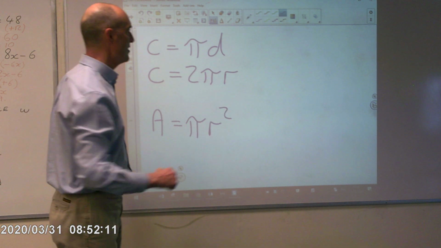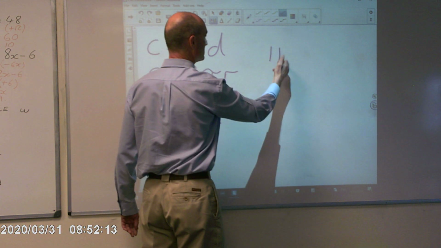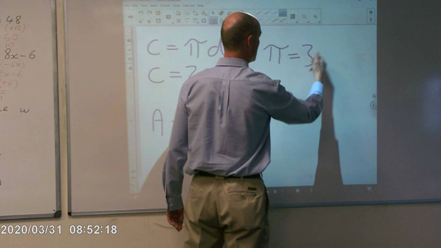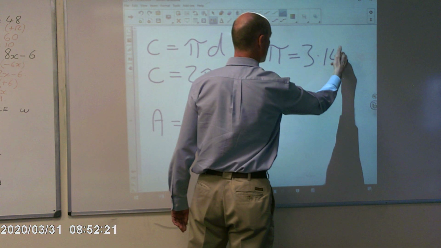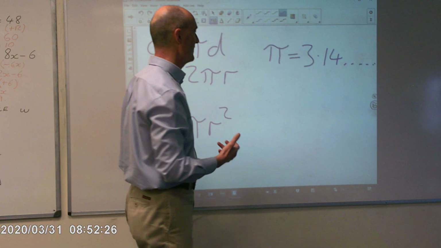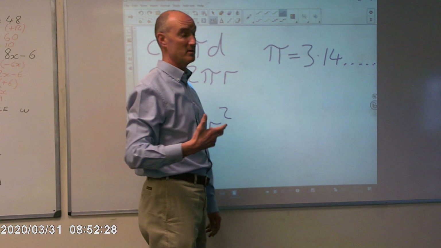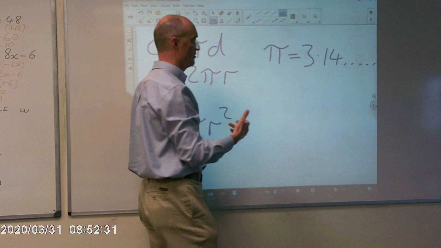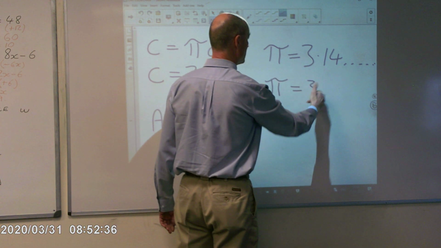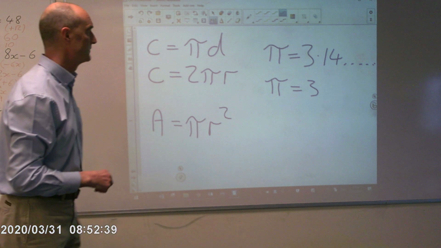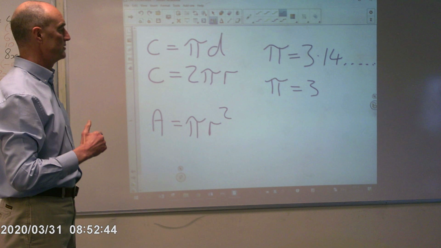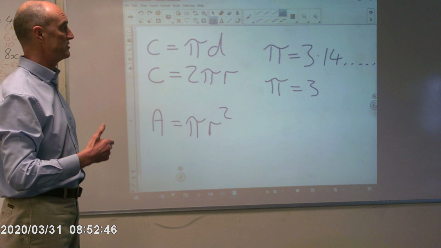Don't forget, pi has a decimal value that goes on and on and on, but we might be asked to take an approximate value of pi. The approximate value I'm going to be using for pi today in the calculations on the board is 3, okay? Just to make the calculations easier on the board when we go through them. You will have the value for pi on your calculators and on your phones.